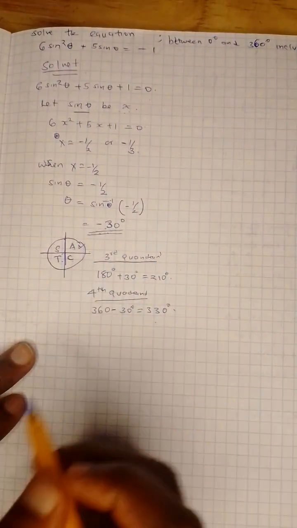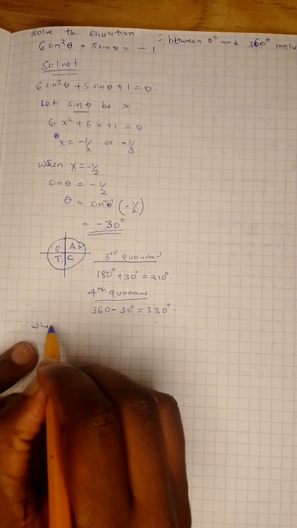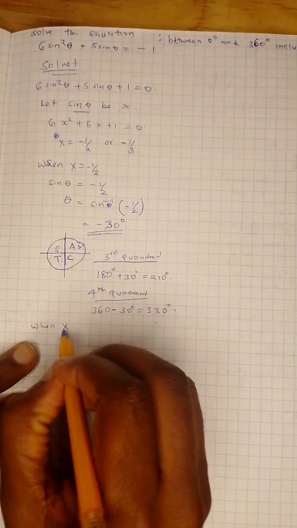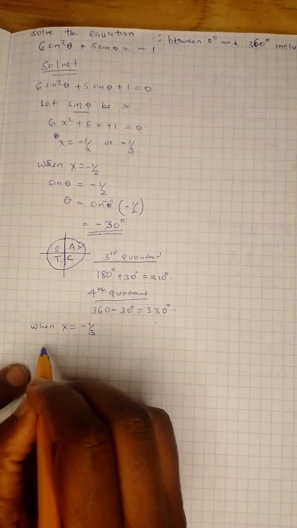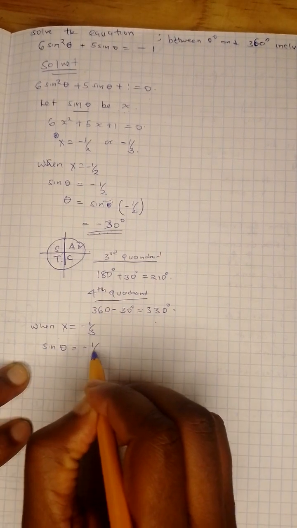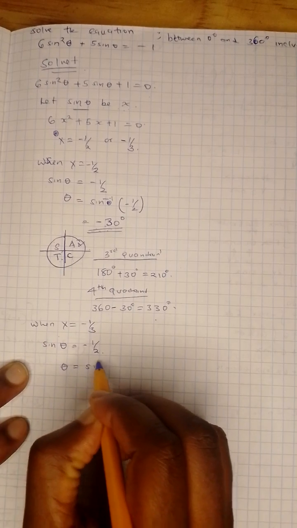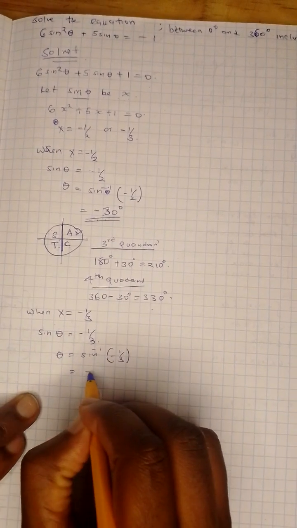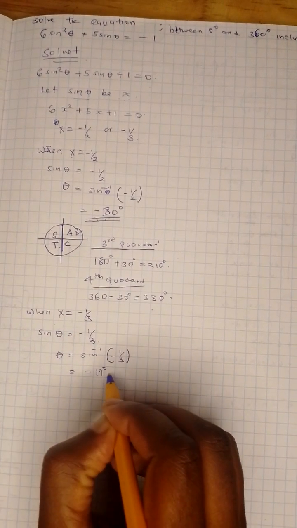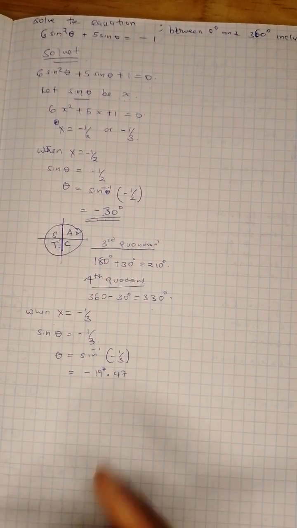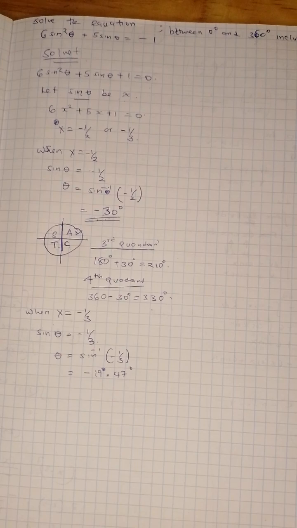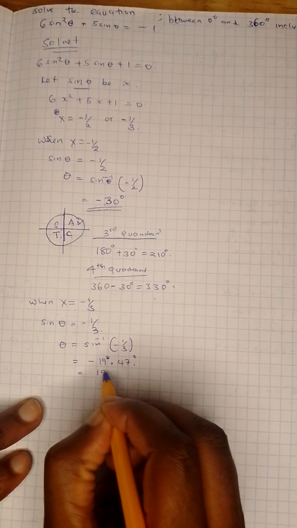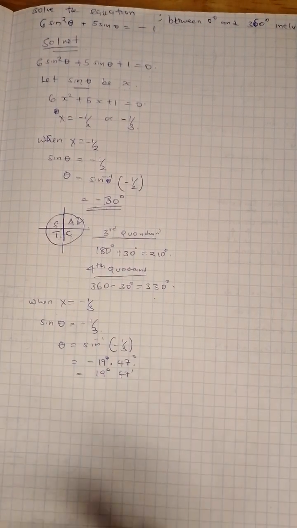After finishing this, we say again, remember we got x as negative half or negative a third. So here we are going to use x as negative a third. So we say sine theta is equals to negative a third. To get the angle, you get the inverse sine of negative a third. So in the calculator, we get minus 19.47 degrees, rounding off to 2 decimal places. And you can change this into minutes, but before that, this can be 19 degrees 47 minutes.